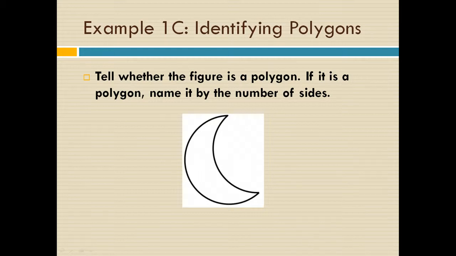We have what looks like a crescent moon. This is not a polygon because we have curved edges. Anytime you have curved sides, they're not straight lines, they don't fit the definition of a polygon, so this would not be simply because of the curved sides.